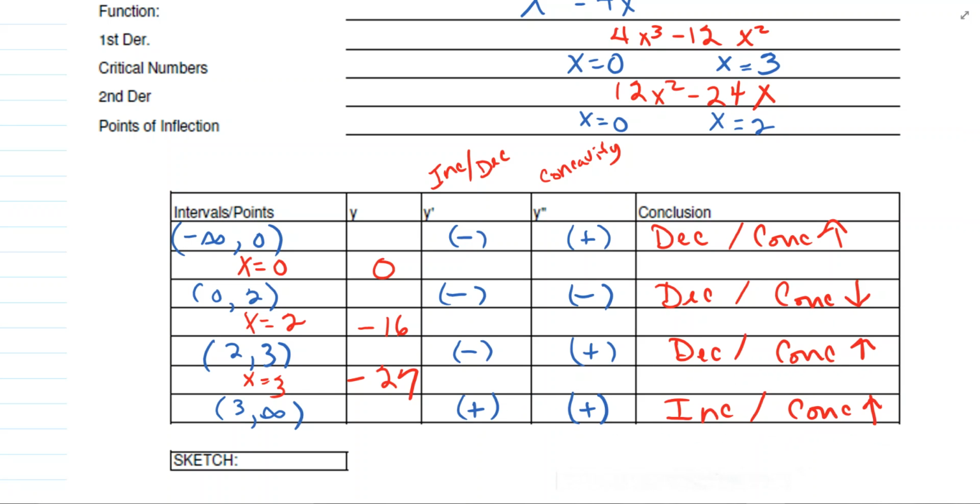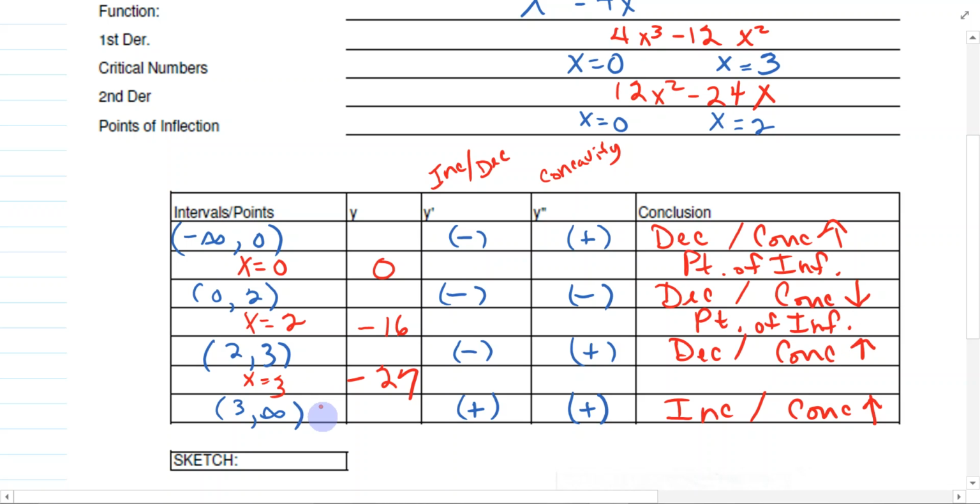All right, now we also need to get a conclusion about the points. And at 0, 0, let's look here. On either side of 0, we did not change from negative to positive or vice versa. So this is merely a point of inflection, which we found right there. And then at x equals 2, that was the same thing. That was a point of inflection.